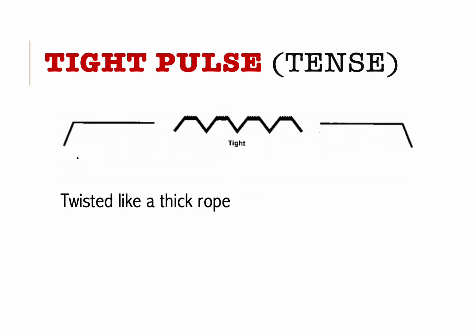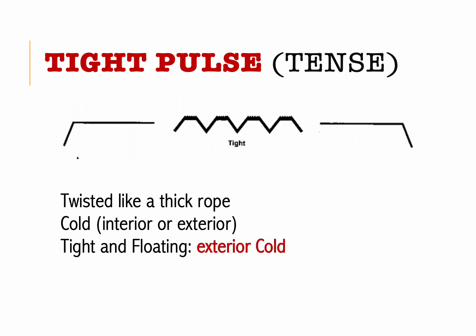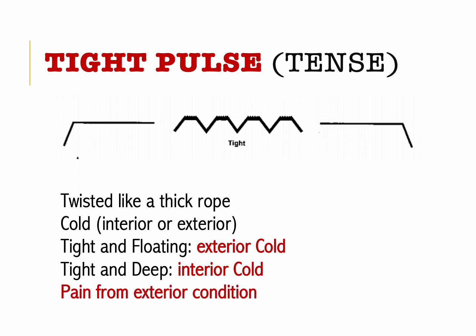Tight pulse is tense pulse. It feels twisted like a thick rope. Tight pulse indicates cold, interior or exterior. If tight and floating, the pattern is exterior cold. If tight and deep, the pattern is interior cold. A tight pulse may also indicate pain from exterior condition.